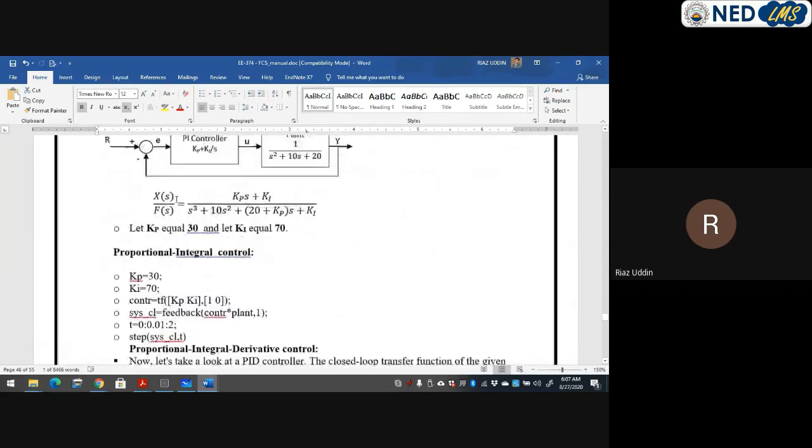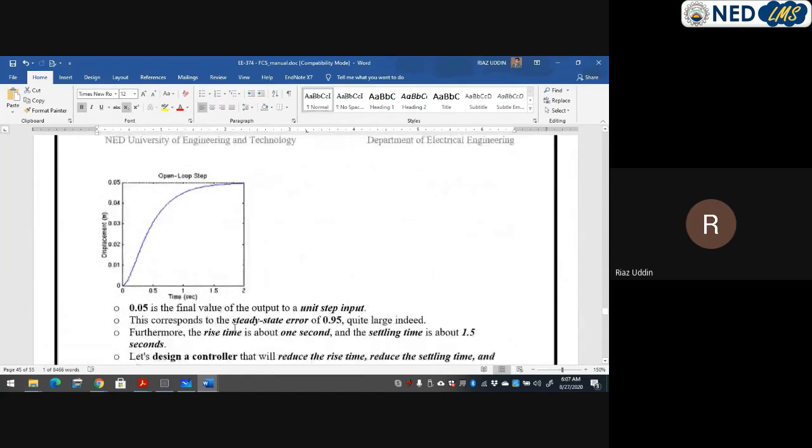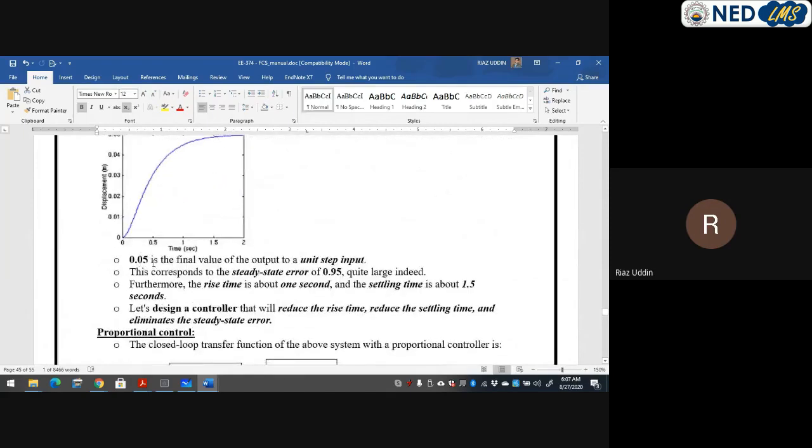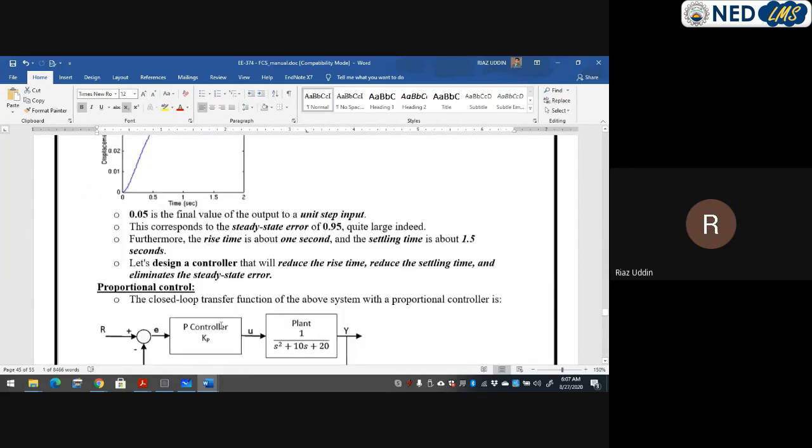For example, any desired response of your kind. In this case, let me share it here. You can see 0.05 is your final value, but you have to make it 1 because it is a unit step response. Similarly, you can decrease the rise time, you can decrease the settling time, and a lot of other things.